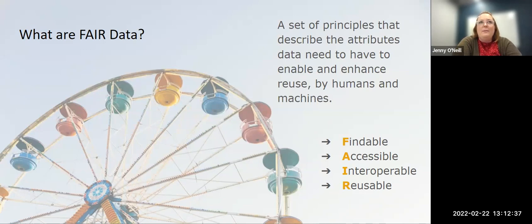In some ways, making your data fair is a partnership between yourself and the archive. So there are some responsibilities that you as the researcher will have in making sure that your data are fair. And part of that includes choosing a repository that will support that. And most data archives and repositories now are very much working towards making data fair, or as fair as possible.